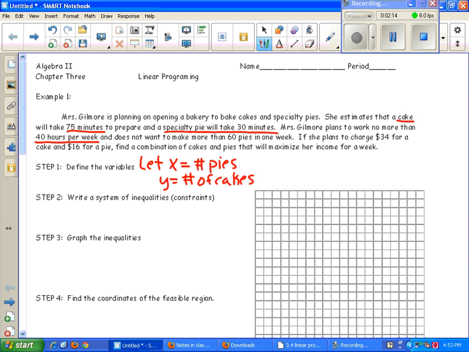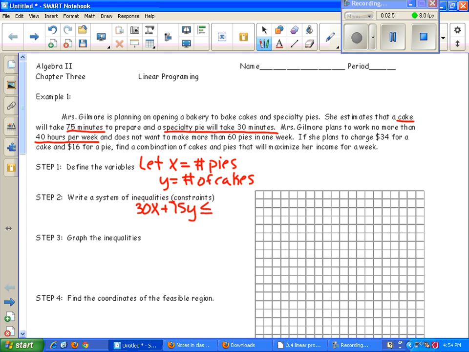So for my first equation, we have x is pies, so I'm going to start with that. 30 minutes for a pie, so 30 times x, plus the amount of time it takes to make a cake, which is 75 minutes, so 75 times y. It says that Miss Gilmore plans to work no more than 40 hours per week, so this is going to be less than or equal to, and we can't put 40 there since we're talking about 75 minutes and 30 minutes. I have to change 40 hours into minutes.